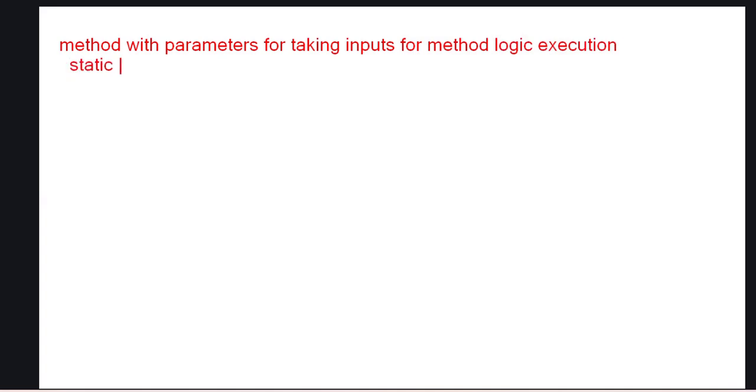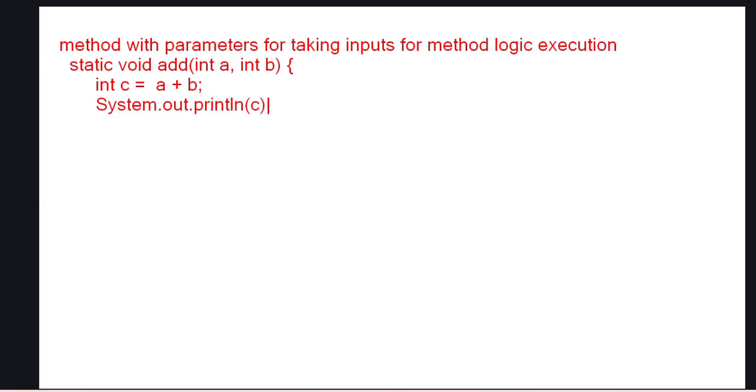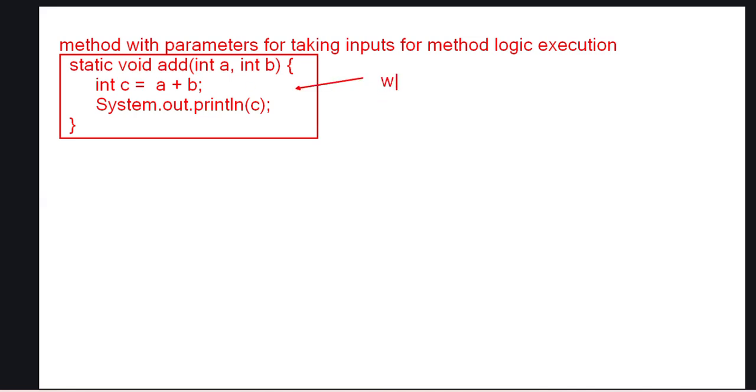What is written? Static void add of int a, int b. Now int c equal to a plus b. Next System.out.println of c. Close this method. All people tell me, is this method logic a right design or a wrong design? Is it correct design or wrong design? Anybody can guess and tell me.